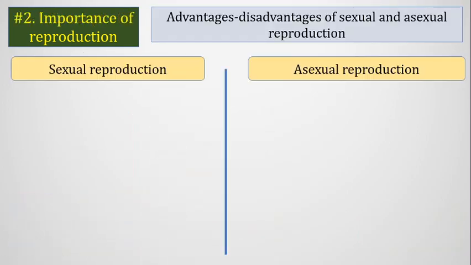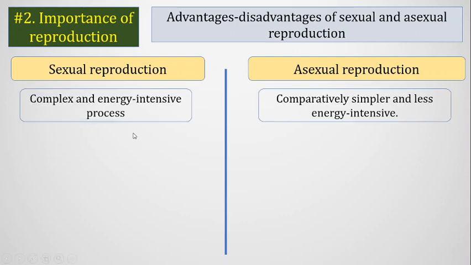Now we will discuss the advantages and disadvantages of sexual and asexual reproduction. So sexual reproduction has some merits and also some demerits, and asexual reproduction also has some merits and demerits. We say at first that sexual reproduction is actually a complex process, and it engages so much energy, but asexual reproduction is comparatively much simpler, and it requires much less energy.